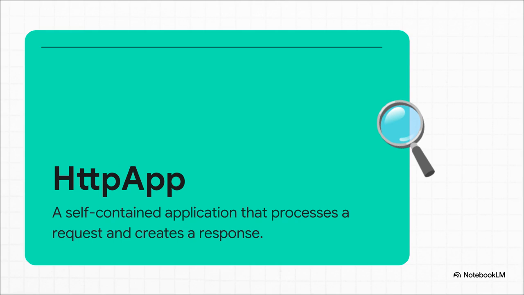Well, the request is immediately passed off to its partner in crime, the HTTP app. And the easiest way to think of an HTTP app is as a tiny, self-contained application. It has everything it needs, all the logic, to handle that one specific kind of request and spit out a response. And it does this all on its own, completely separate from any other app.